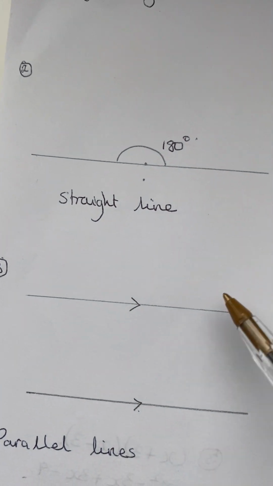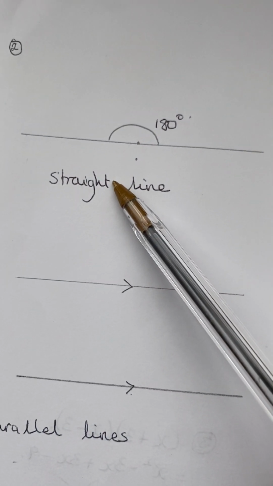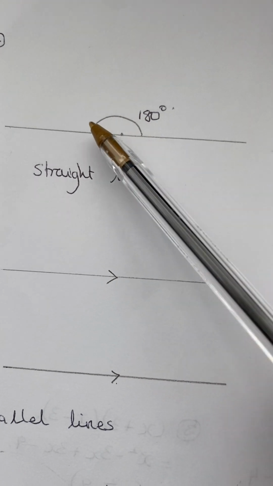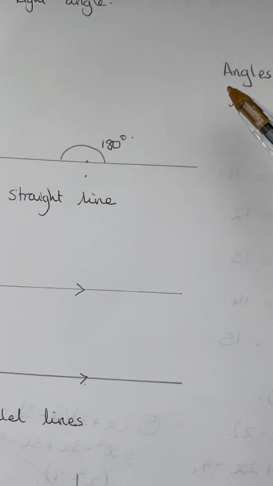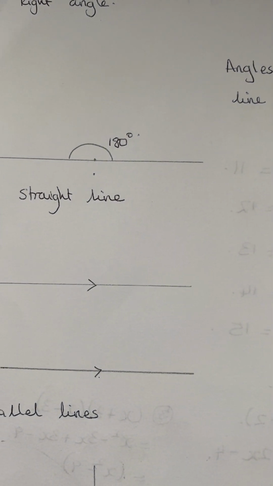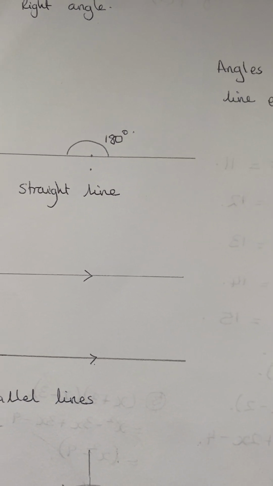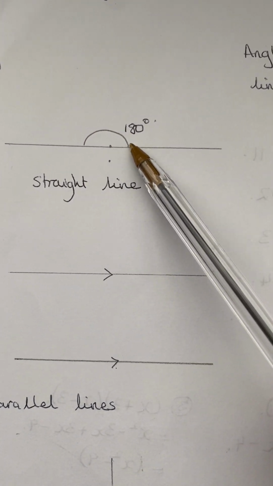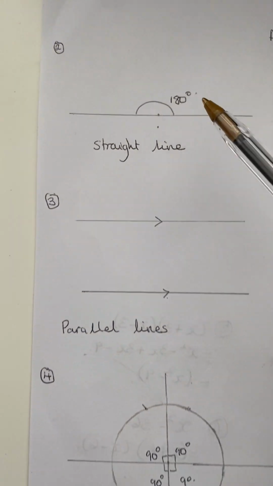Second is angle on a straight line. Okay, an angle on a straight line is 180. All this I've drawn is not to scale. So if you have an angle on a straight line, it's 180.